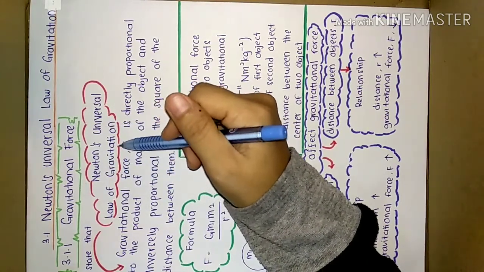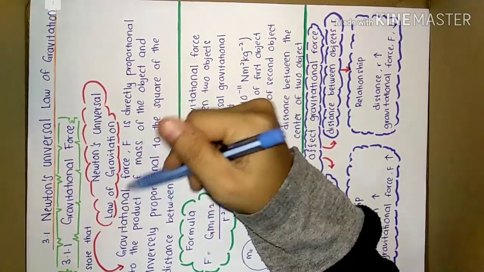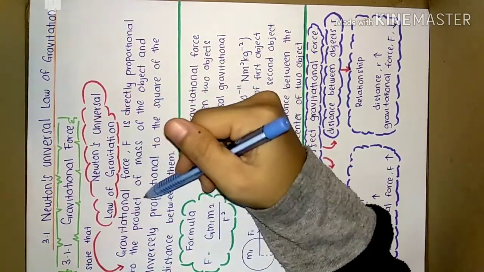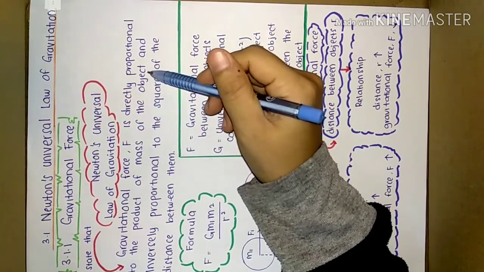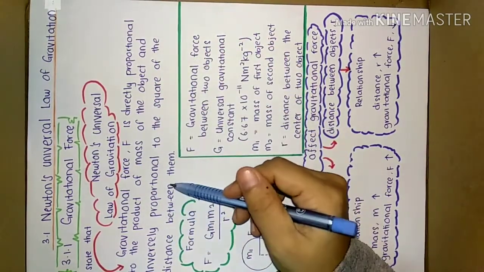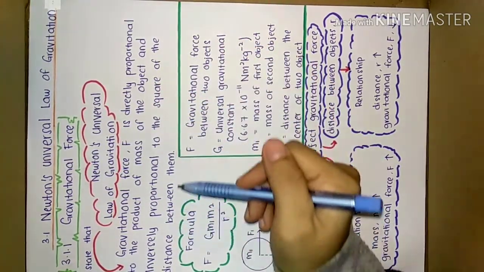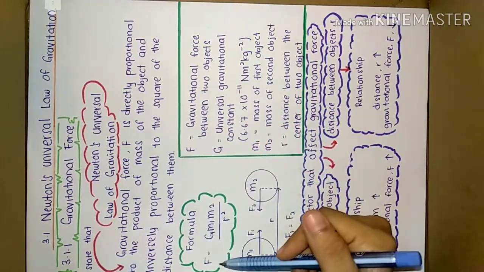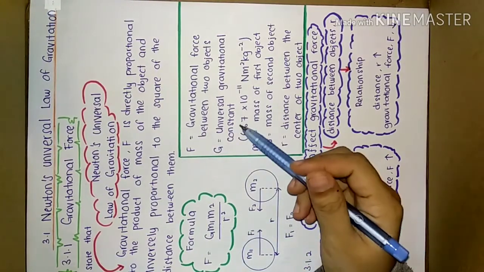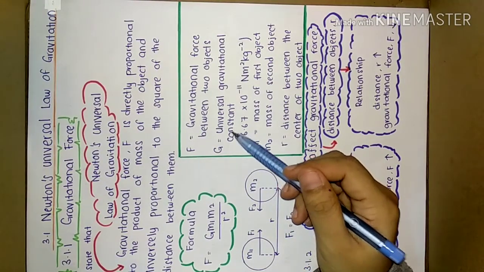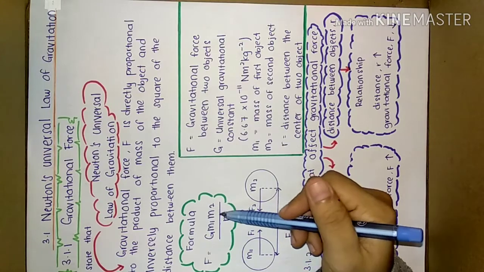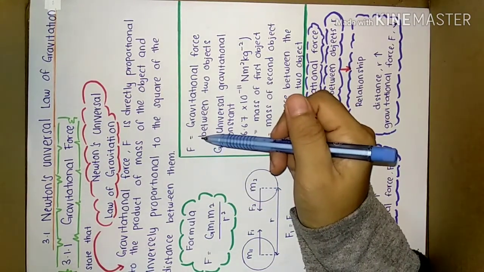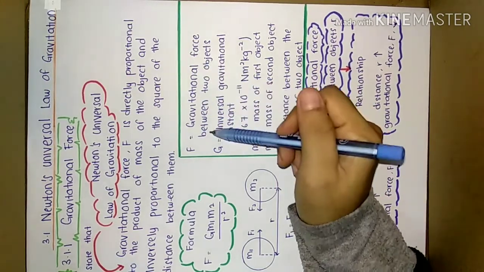Newton's universal law of gravitation ni, dia state that gravitational force, which is F, is directly proportional to the product of mass of the object and inversely proportional to the square of the distance between them. So that means the formula is F equal to G, which is universal gravitational constant, M1, M2 over R squared. So as you can see here, F represents the gravitational force between two objects.